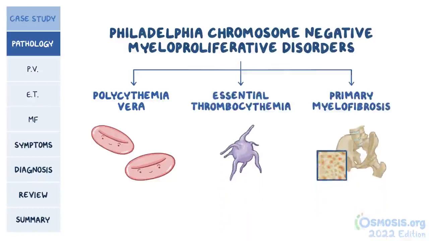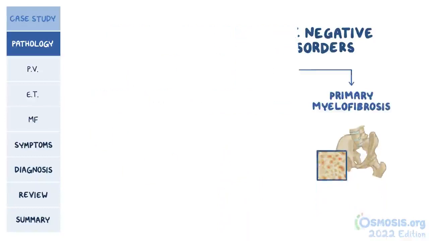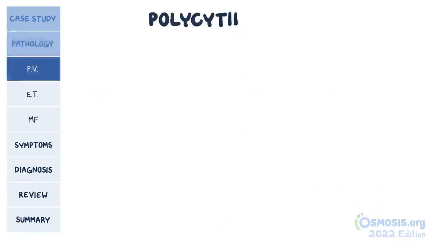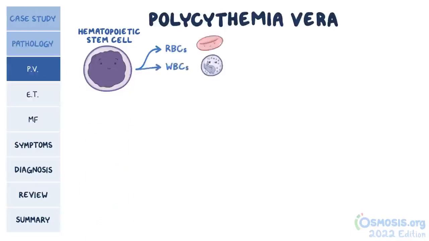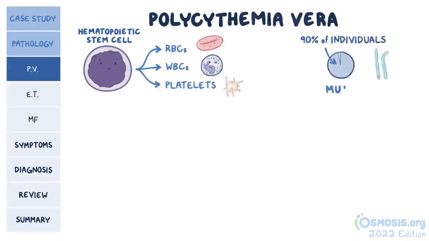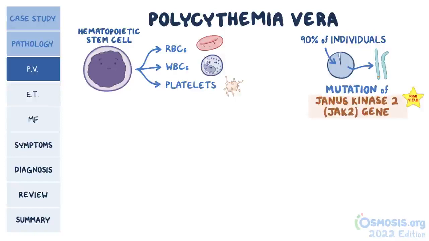All right, so let's take a closer look at these myeloproliferative disorders, starting with polycythemia vera, where there's an increase in red blood cell production. It typically begins with a mutation in a single hematopoietic stem cell, which gives rise to red blood cells, white blood cells, and platelets. In 90% of the affected individuals, there is a mutation of the gene that encodes for a non-receptor tyrosine kinase called Janus kinase 2, or JAK2. And that's something you absolutely have to remember for your exams.